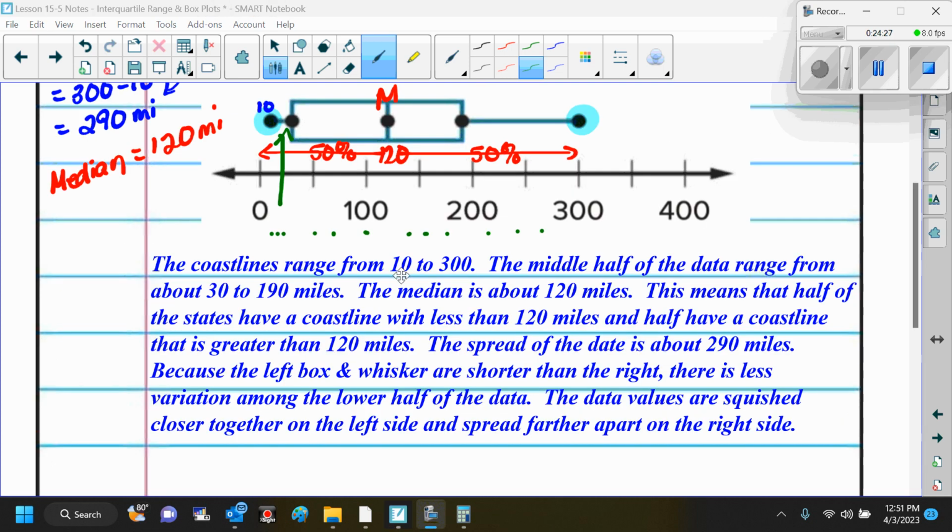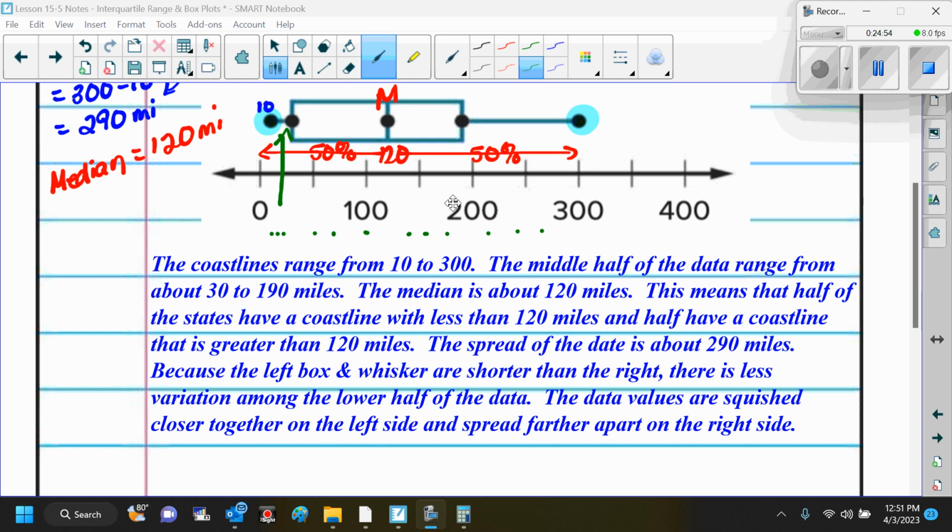So here is a write-up of what we just talked about. It says the coastlines range from 10 to 300. The middle half of the data range from 30 to 190 miles. When I say middle half, that means this part in the two boxes. That's the middle 50%. Okay? This means that half of the states have a coastline. Oh, I'm sorry.